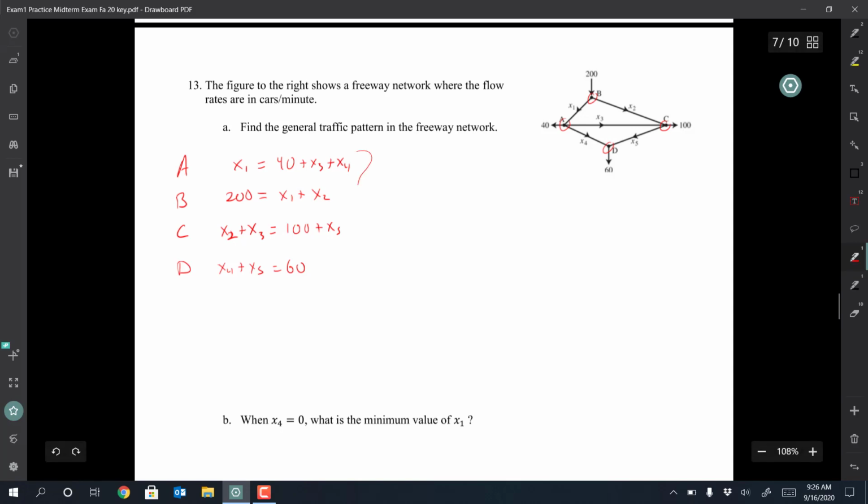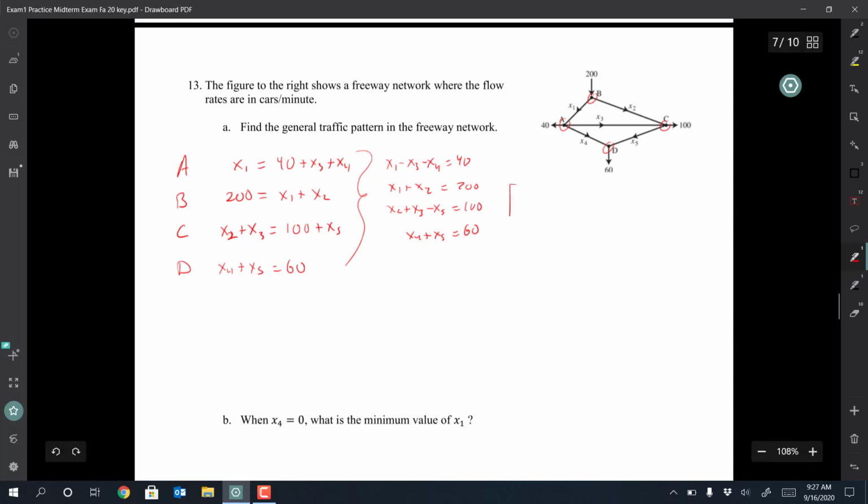So from here, I'm going to want to clean this up just a little bit. So now I will say x1 minus x3 minus x4 equals 40. I will say x1 plus x2 equals 200. I will say x2 plus x3 minus x5 is equal to 100. And x4 plus x5 is equal to 60. All right, so now I have a linear system and I want to solve it. So I will generate the augmented matrix and do my row reduction.